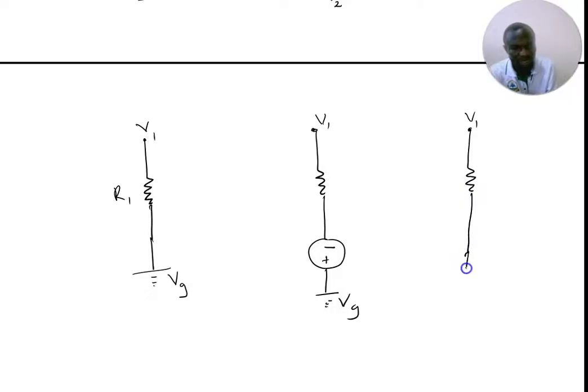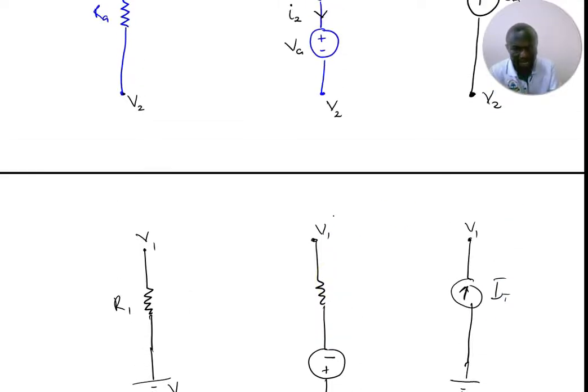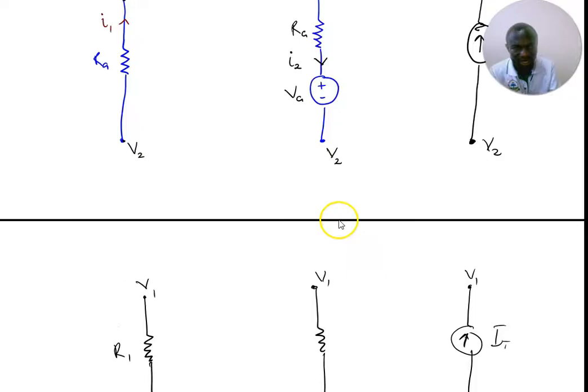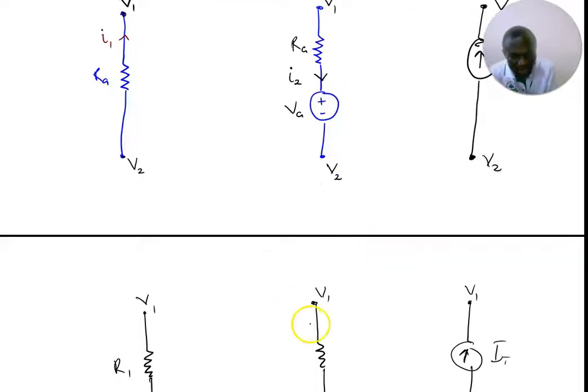Sorry, I have a current source here. So the current source is moving upward, let's say IS. Here the current is moving downwards. Let me show the same idea here. The current is moving downwards, I2, and here too the current is moving upward, I1.